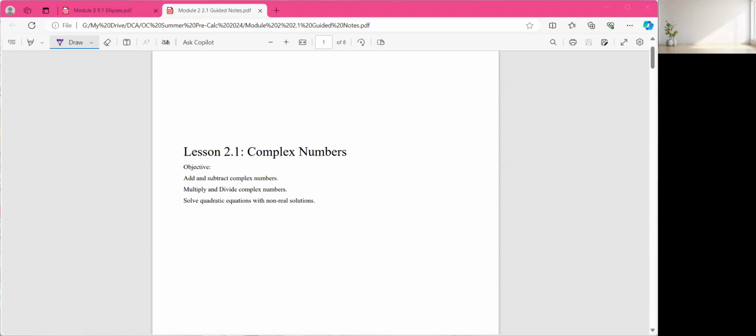Hey everyone, so in this video we are going to talk about lesson 2.1, which is all about complex numbers. Specifically, we are going to learn how to add, subtract, multiply, and divide complex numbers. So we are going to apply operations to complex numbers, and then we are also going to be able to solve quadratic equations with non-real solutions.